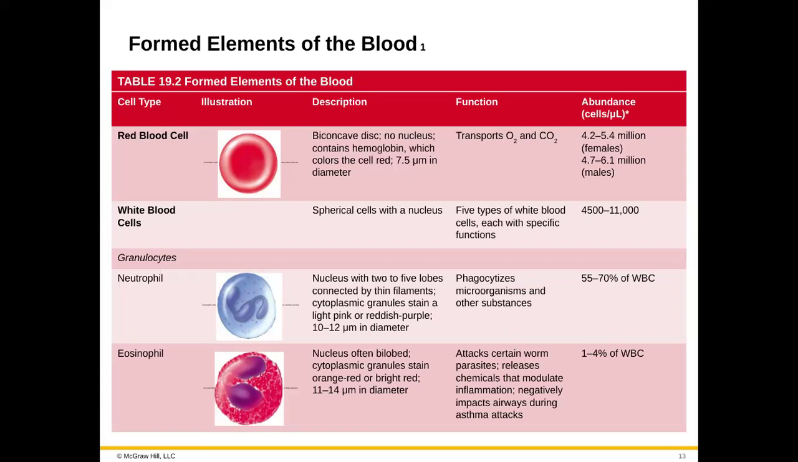Now, eosinophils are extremely interesting. They typically have a bilobed nucleus, are extremely granular looking, stain really orange or red, and they function in attacking parasitic worms. They can release various chemicals that modulate inflammation. One caveat to eosinophils is that they can have a poor impact on airways during asthma attacks, and can increase inflammation. These will be 1 to 4% of your total white blood cells.